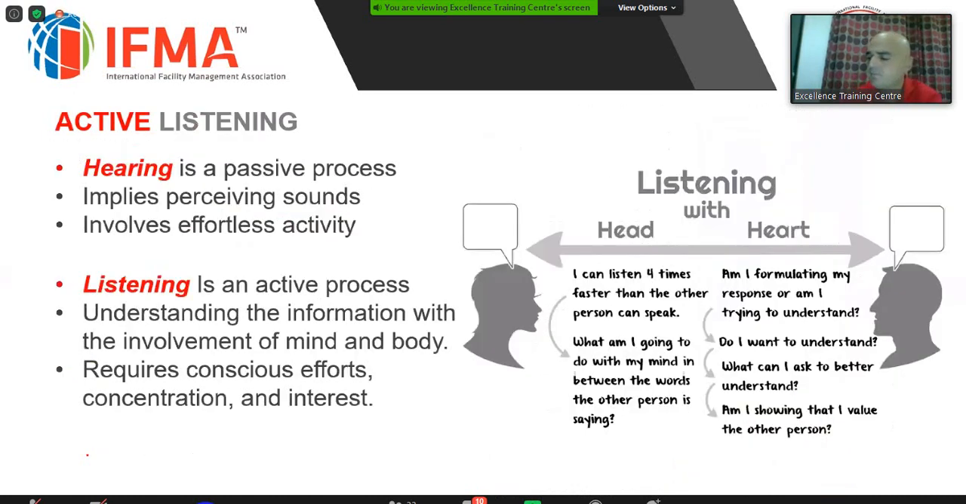Active listening. Active listening is an important concept that has lots of focus in the communication module and in the exam questions. There's a difference between hearing and listening. Hearing is a process of hearing the words. We are in both cases hearing the words, but it's a passive process. So it's just about perceiving sounds, an effortless activity.